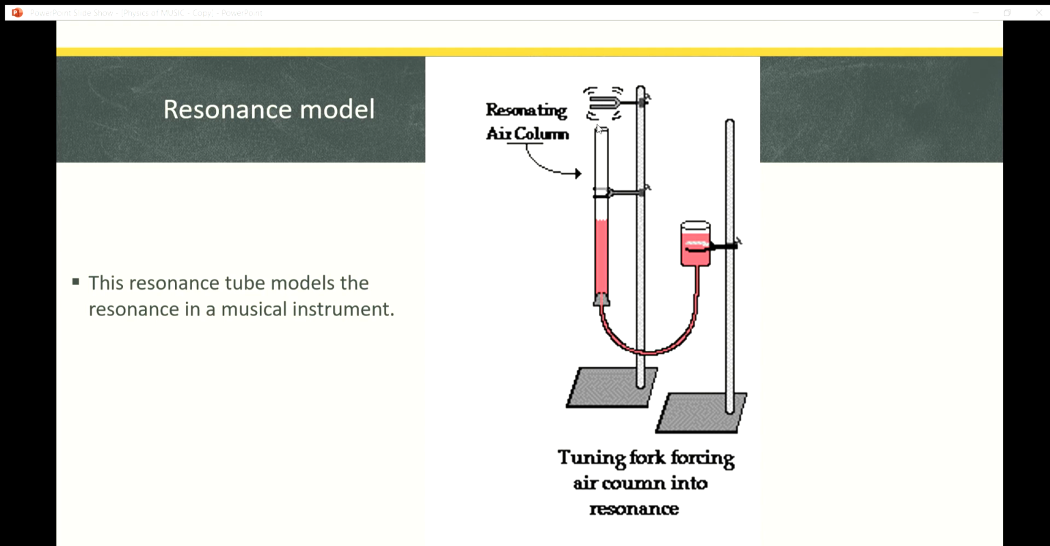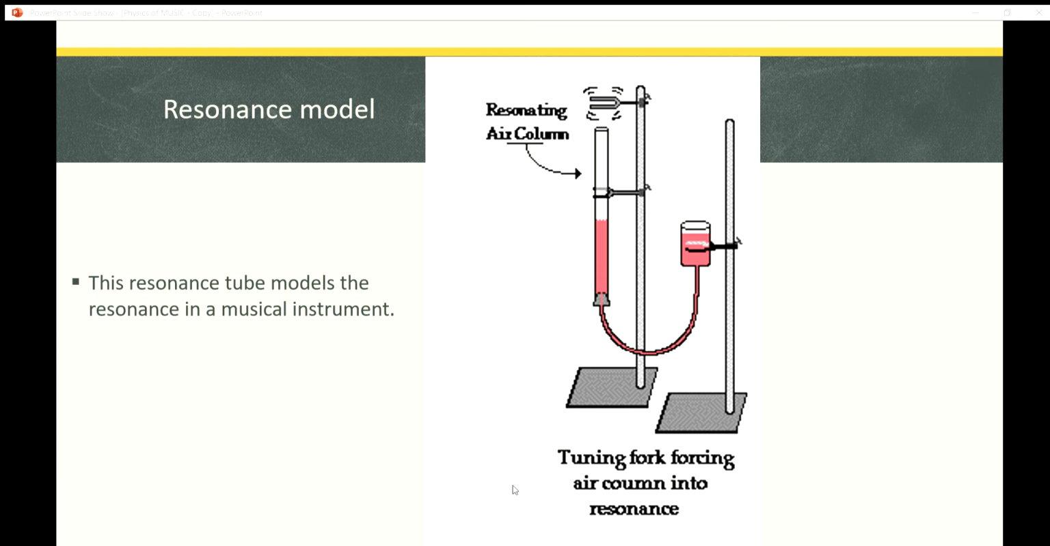And these sound waves produced by the tuning fork force the air inside of the tube to vibrate at the same frequency. So at this point, when our first object, which is the tuning fork, vibrates at the natural frequency of the second object, which is the air inside of the tube, resonance is observed and has occurred.